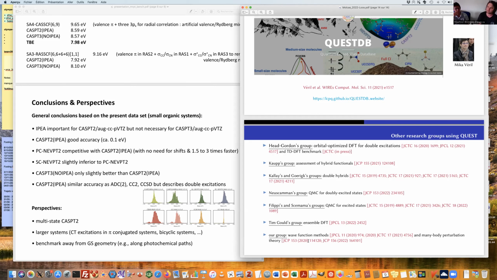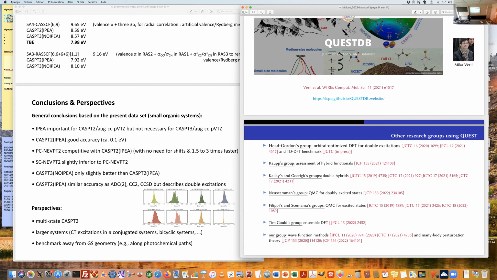But of course, the radius of convergence of the CASPT-N series seems to be much larger than the MPN radius of convergence, but we need more data to be sure about this. I don't know if it answers your question. Thank you very much.